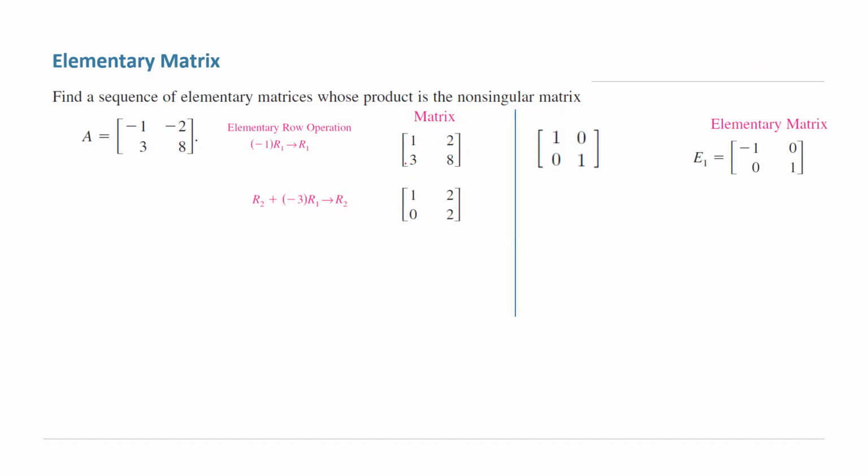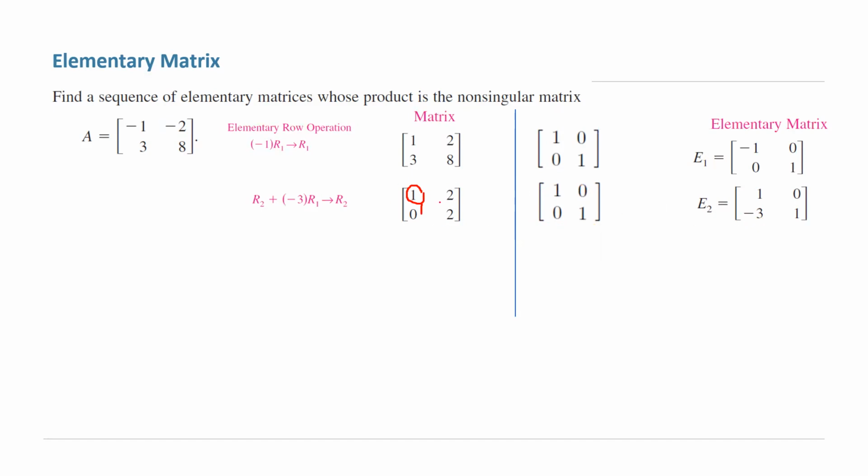This gives you matrix 1 and 2. And down here you have a 0. So the pivot is 1, and down here you have a 0. We're going to do the exact same thing for the identity matrix. Write the identity matrix, apply the elementary row operation to get the second elementary matrix. Multiply the first row by -3 and add it to the second row. That's how you end up with -3 down here.